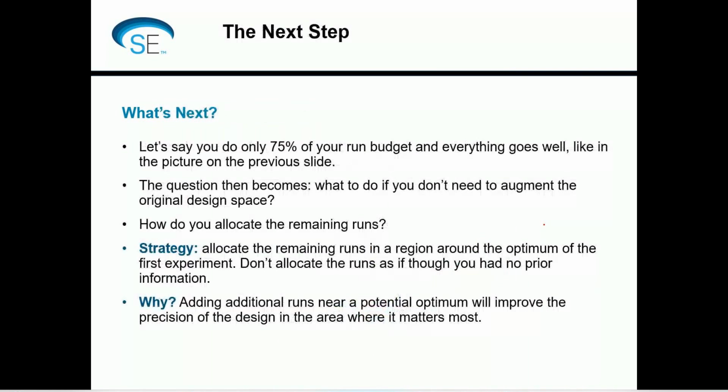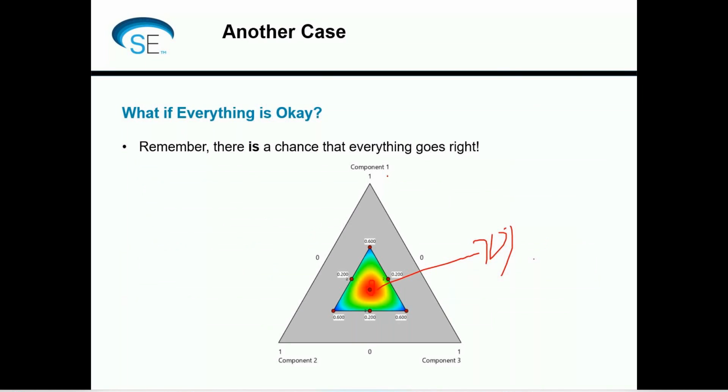Okay. So let's say you only do 75% of your run budget and everything goes well, like in the picture that I just showed. So what if you don't need to augment the original design space? The question is how do you allocate the remaining runs in the second step of the sequence? Couple things you can do. First, you can allocate the remaining runs in a region around the optimum of the first experiment. Don't allocate the runs as though you had no prior information. We've been talking about design space augmentation, but you could actually shrink the design space in the second step as well.